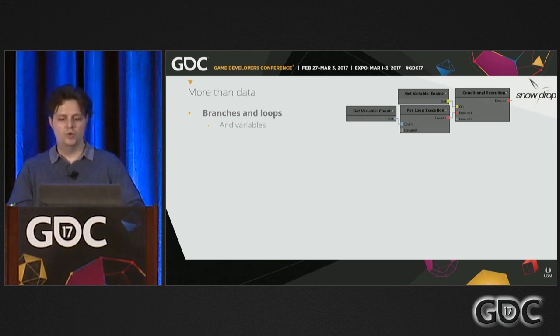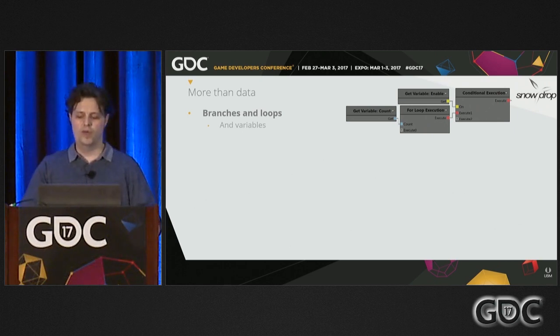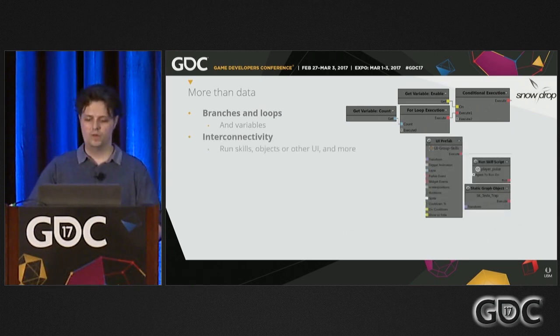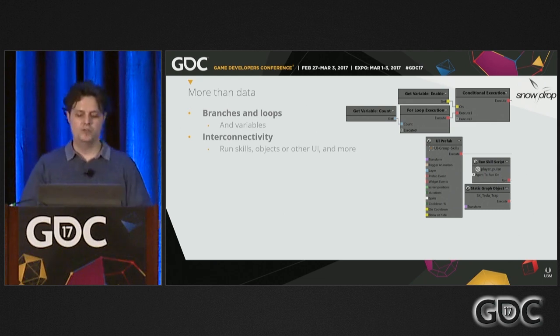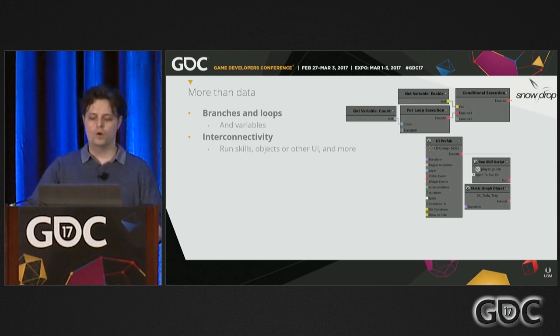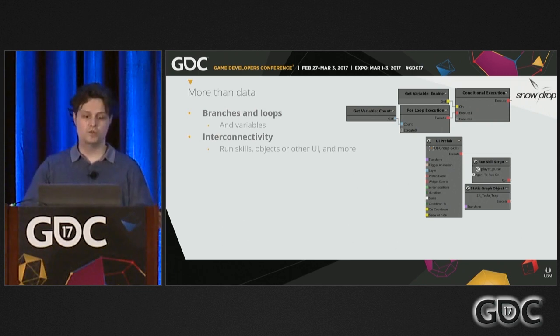Nodes in Snowdrop can do much more than just get and set data. In the UI system, they act as a visual scripting language, so we have many nodes that affect the flow of execution with branching and looping. Most of our systems share a high level of interconnectivity, so from the UI, we can add objects to the world, run skills, or spawn separate UI objects. On the other side, world objects and skills can also spawn UI.